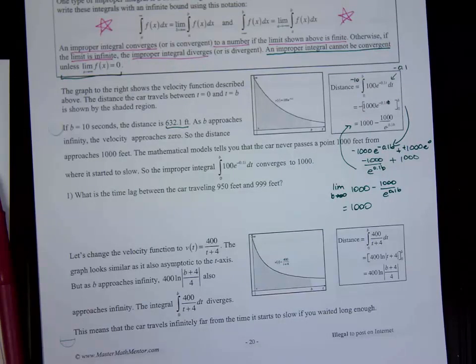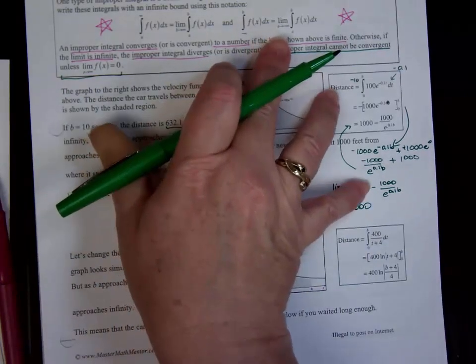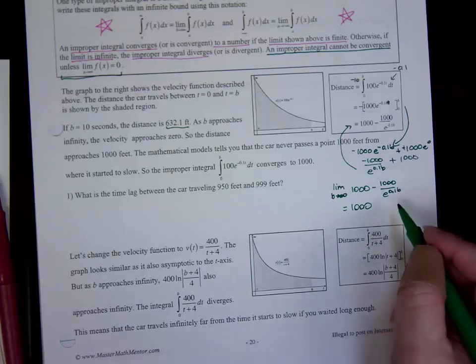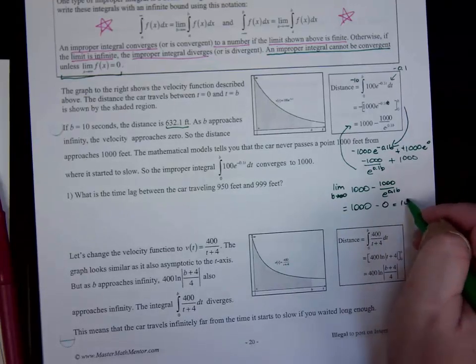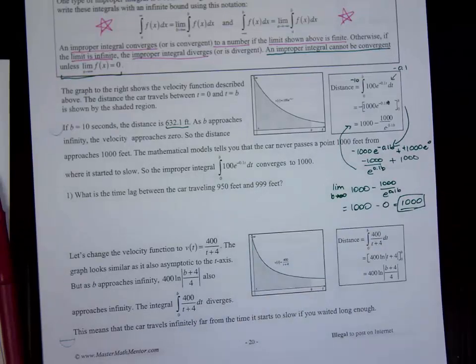But if I plug infinity into this exponent for b, just looking at the fraction part, I would have negative 1,000 over infinity, and that is 0. That has a limit of 0. So the answer is 1,000. So this improper integral converges because I got a number answer. It converges to 1,000.